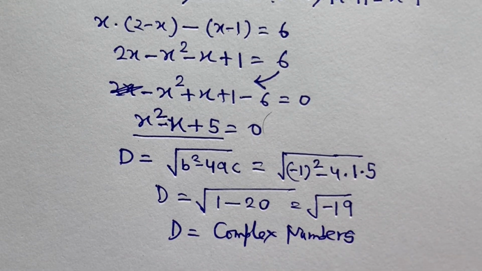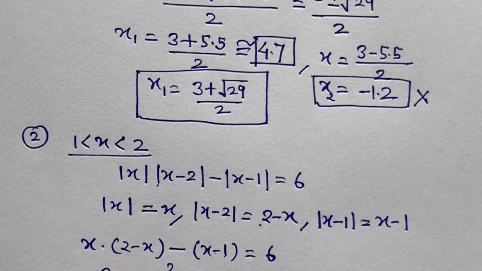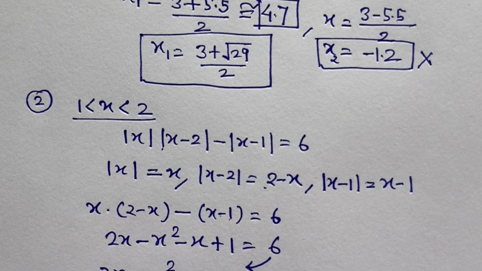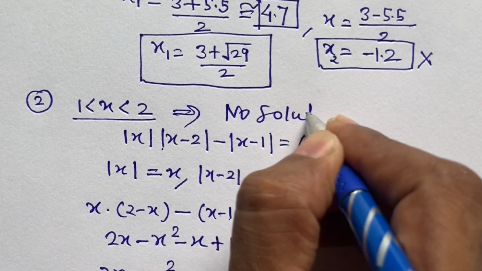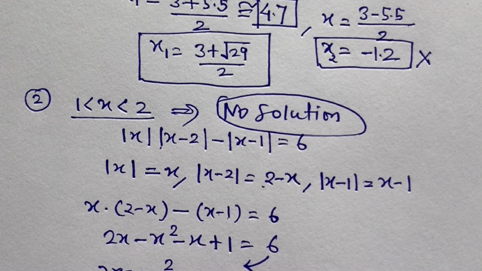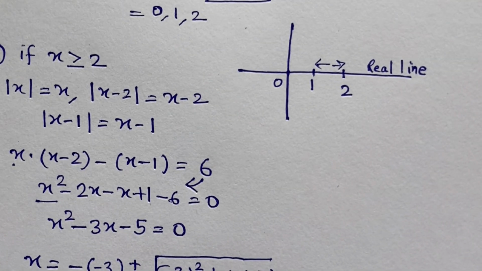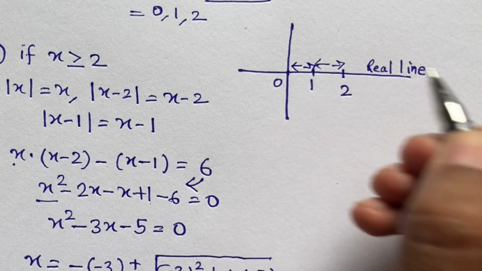As it was defined, x is having only real solution. So for the condition x is greater than 1 but less than 2, there is no solution because it has only complex solutions. Now we are going to take the next condition, when x is falling between 0 and 1.